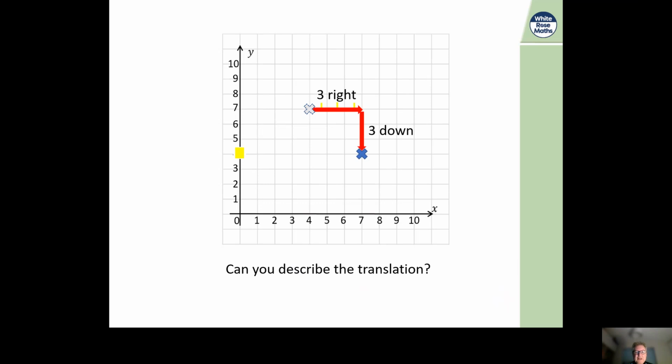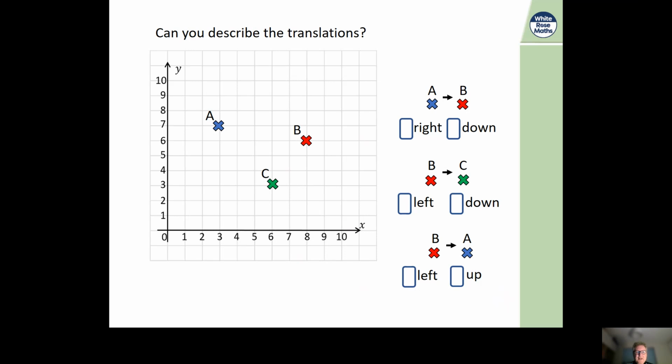Three right, 3 down. Can you describe the translations? Stop the video and have a think. So A to B, that's the movement from here to here. That's that question. This question is the movement from there to there. So it's not the movement all the way from A. It's just from here to here. This one, B to A, looks a little bit like the reverse of that one.